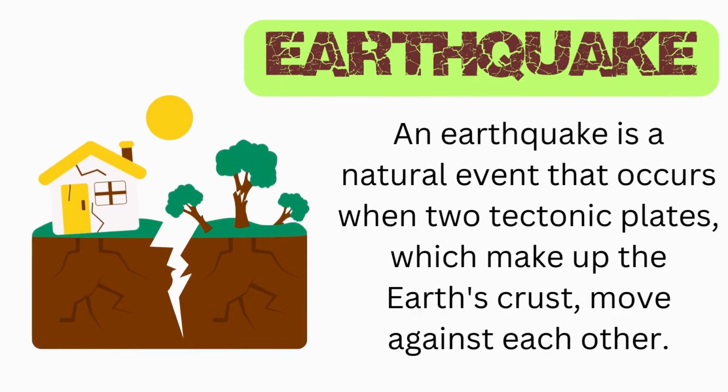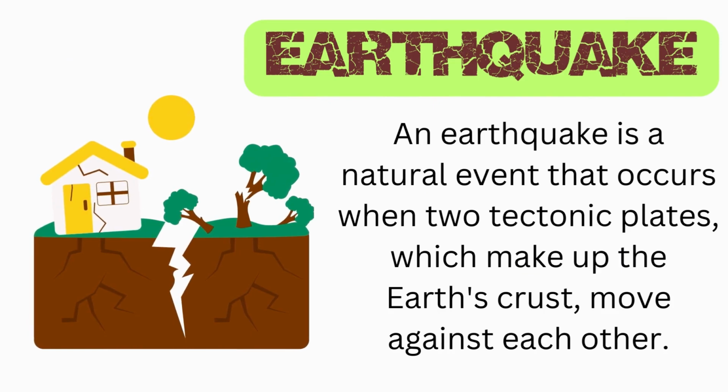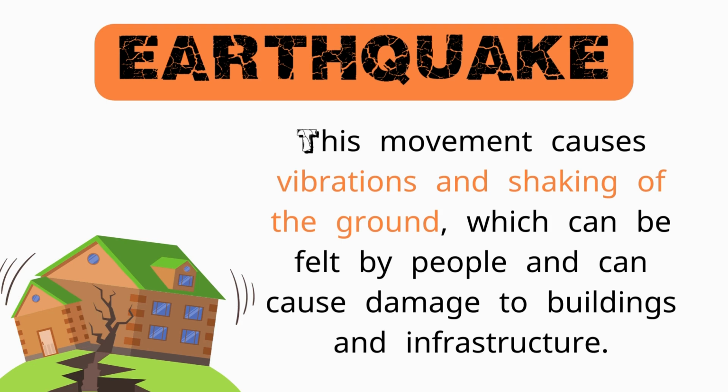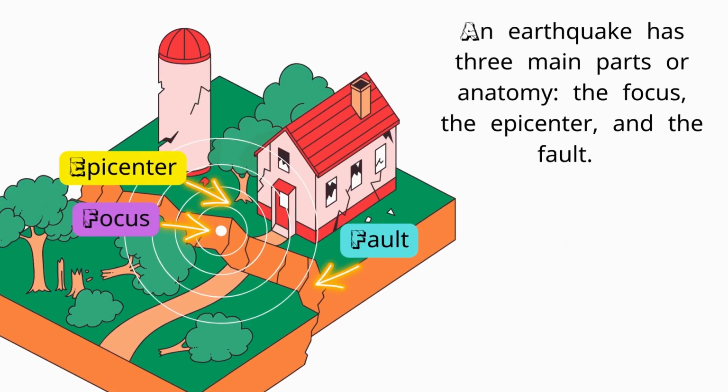An earthquake is a natural event that occurs when two tectonic plates, which make up the Earth's crust, move against each other. This movement causes vibrations and shaking of the ground, which can be felt by people and can cause damage to buildings and infrastructure. An earthquake has three main parts or anatomy: the focus, the epicenter, and the fault.